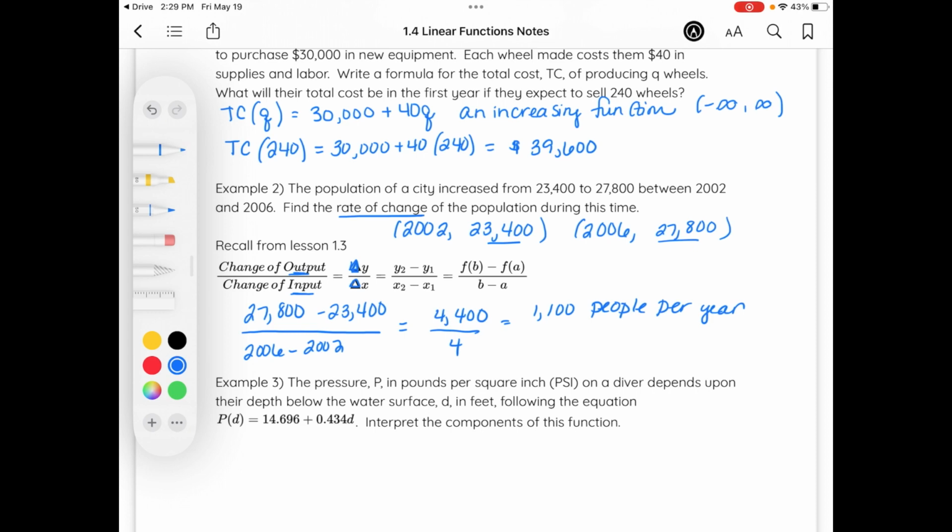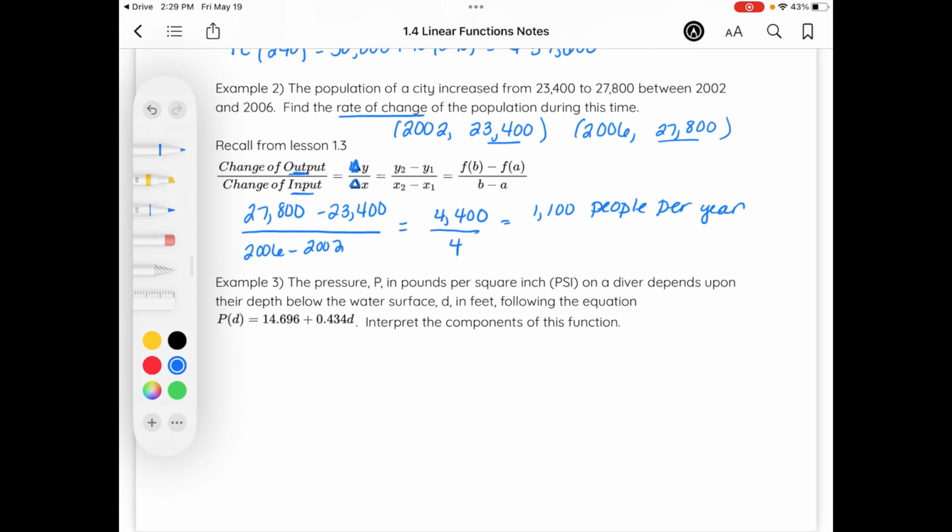The pressure P in pounds per square inch on a diver depends upon how deep below the water surface, D in feet, following the equation: the pressure, the PSI, depends upon the depth below the water surface and is equal to 14.696 plus 0.434 times the depth. Interpret the components of this function.